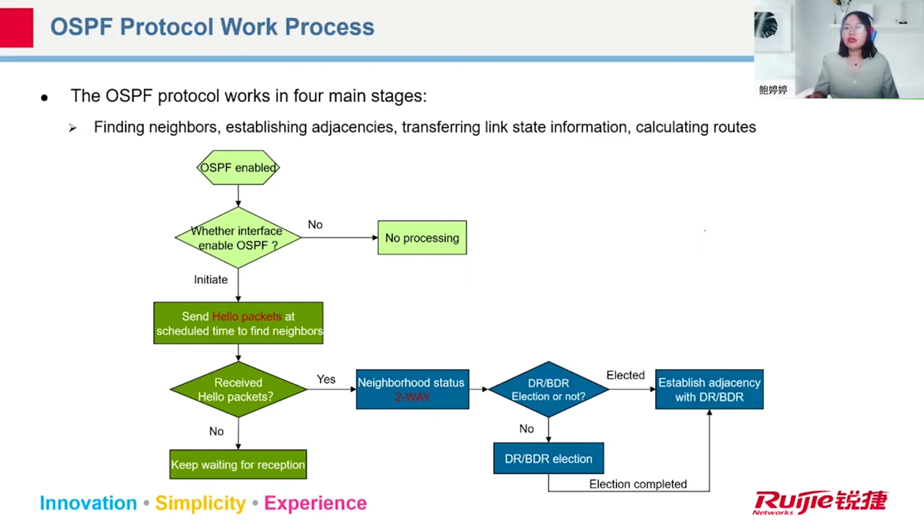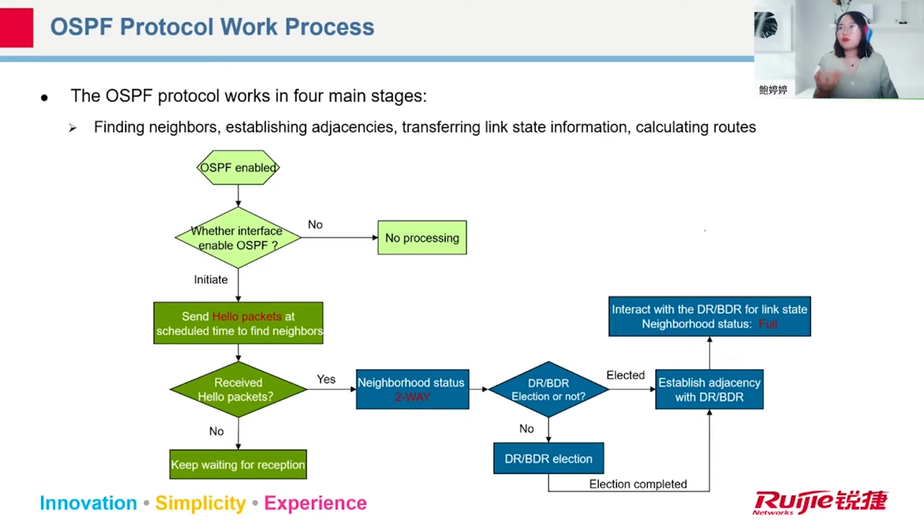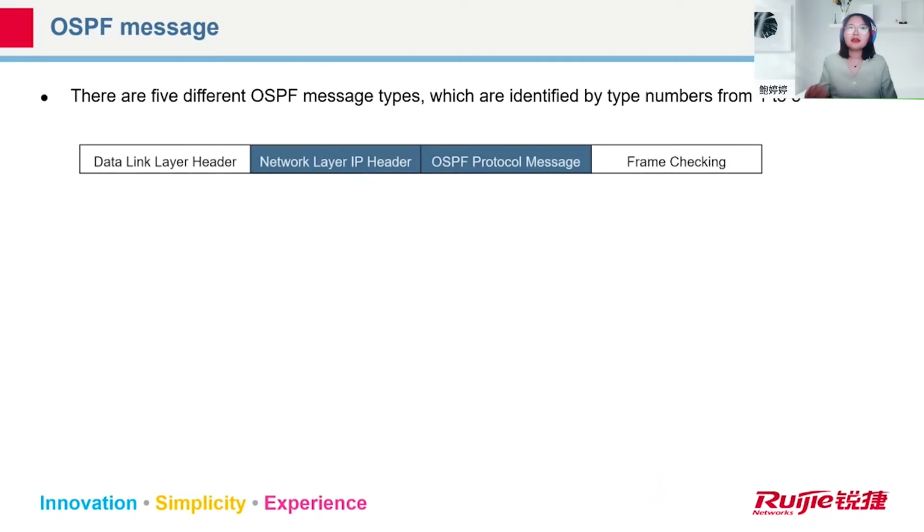And after we establish successfully and also exchange the link state information, we will get a new status. This state we call full. Of course, we can use a command to check the status. And finally, according to the link state, we will use an algorithm to calculate the routes and add them to our routing table. So this is the OSPF process, how it works.